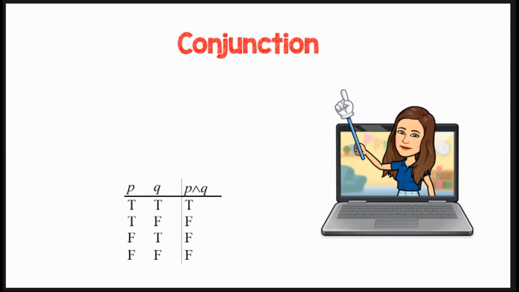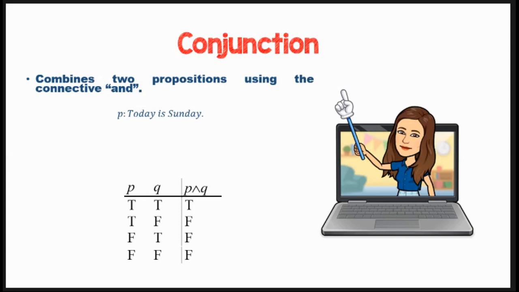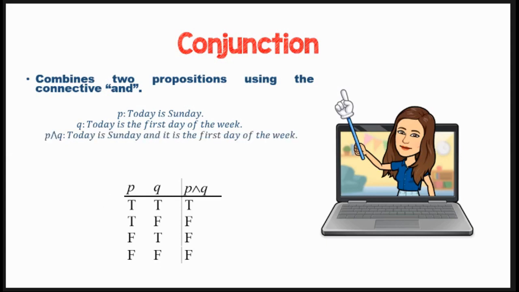Ay, hindi ko natago yung truth table. Lumabas agad siya. So, si conjunction, kung matatandaan nyo, siya yung binabasa natin as and. It combines two propositions using the connective and. Let's have this as an example. Today is Sunday. Today is the first day of the week. P and Q can be read as today is Sunday and it is the first day of the week.